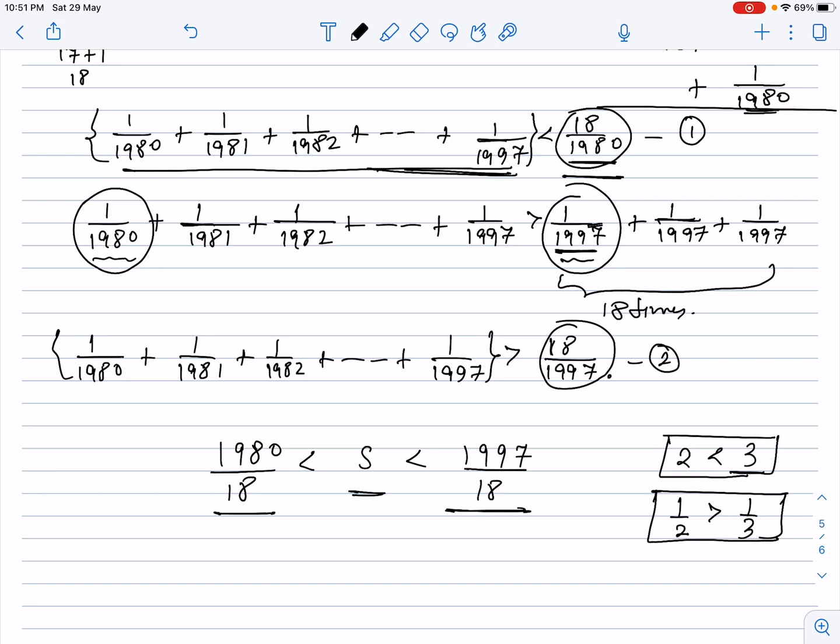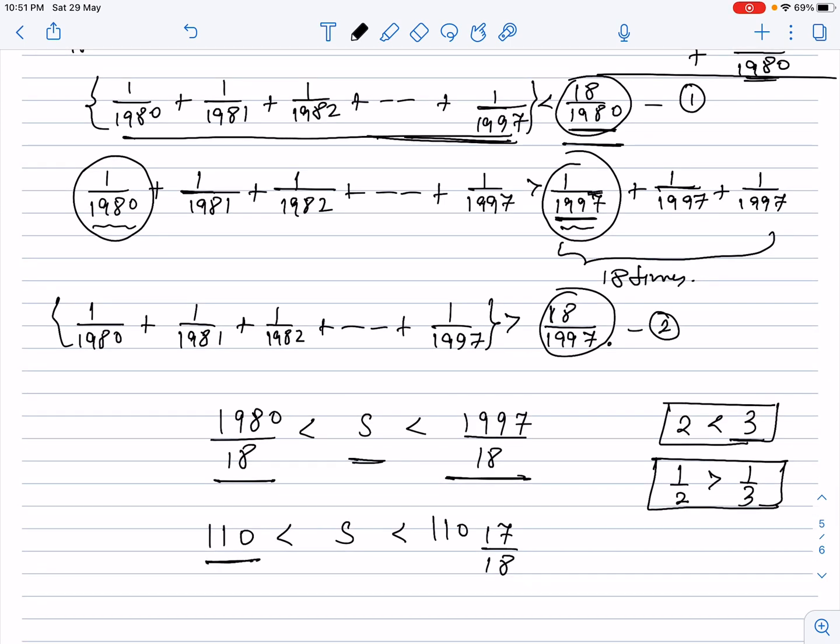Now division all of us are very comfortable with, so this will be 110 less than s, less than 110 into 17 by 18. Guys, they are asking the integer part of s. So what would the integer part of s be? Since it is lying in between 110 and 110 into 17 by 18, the integer part of s will be 110 over here. Hope you guys would have understood it, would have enjoyed it.